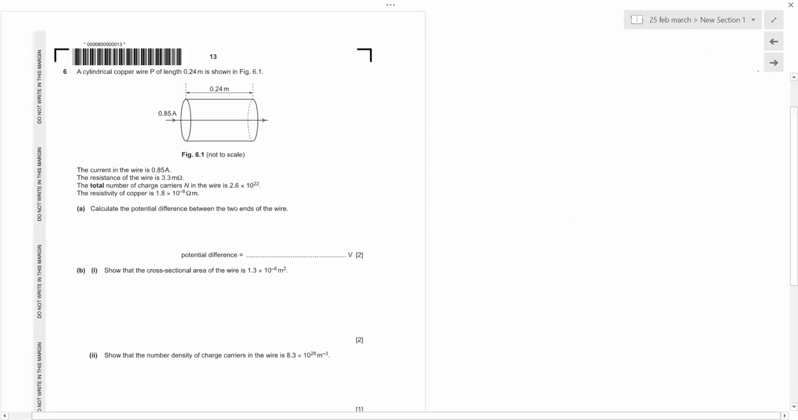Let's see. आगे चलते हैं. What else? So we have a wire, we have to find out potential difference, current given here, resistance. So we can just use V equals IR, 0.85 into 3.3 exponent minus 3. So that would be 2.8 exponent minus 3.